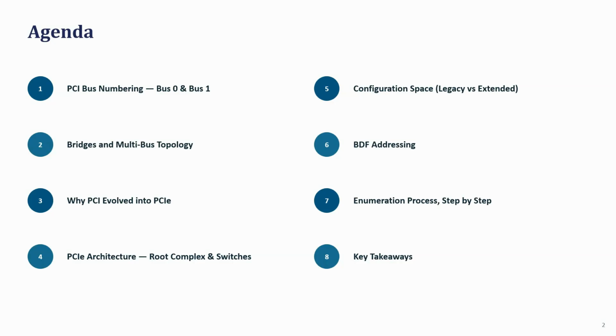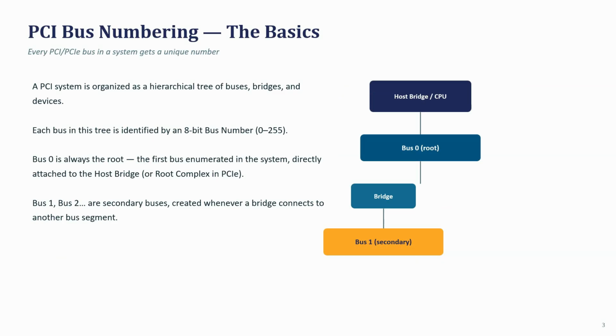In this session, we are going to discuss PCI bus numbering, bus 0 and bus 1, and what they mean. We will also cover what bridges are, how we get a multi-bus topology, how PCI evolved into PCIe, the PCI architecture, configuration space, BDF addressing, and what enumeration means. First of all, let us understand PCI bus numbering.